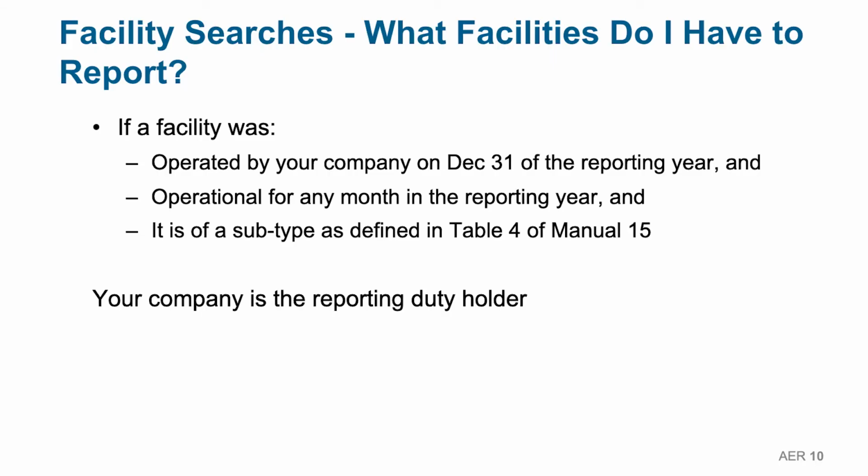Many users are interested in understanding the list of reporting facilities that have to be reported based on their operating status and operatorship for the year. There are two ways to find out if a facility must be reported by your company. According to Directive 60, if a facility was operational for any month in the reporting year, and if it is of a subtype as defined in Table 4 of Manual 15, then an annual methane emission report will be required to be submitted for that reporting year.